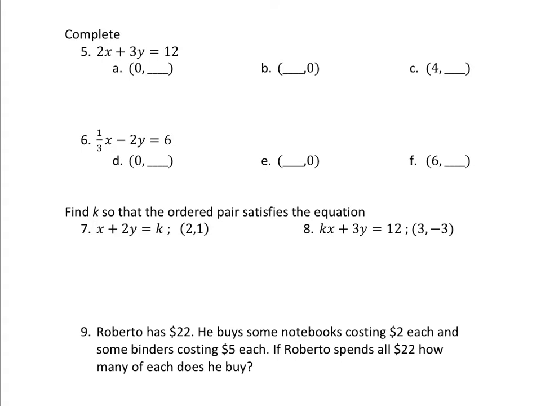So 12 divided by 3 is 4. The second one, I plug in 0 for y, you got to find x, which is 6. And the third one, plug in 4 for x, so you have 8. Subtract the 8 over, and you get 4 divided by 3, and you get 4/3. Okay, so that's how that works.